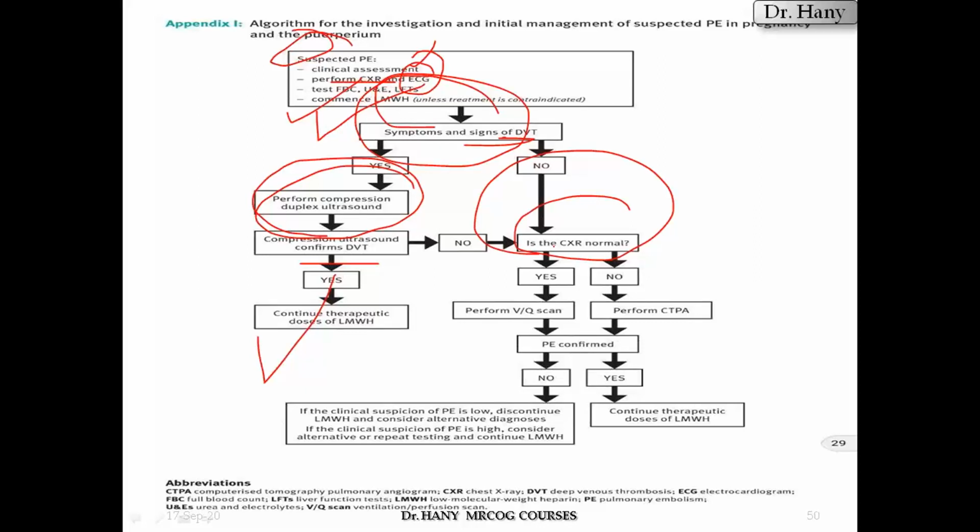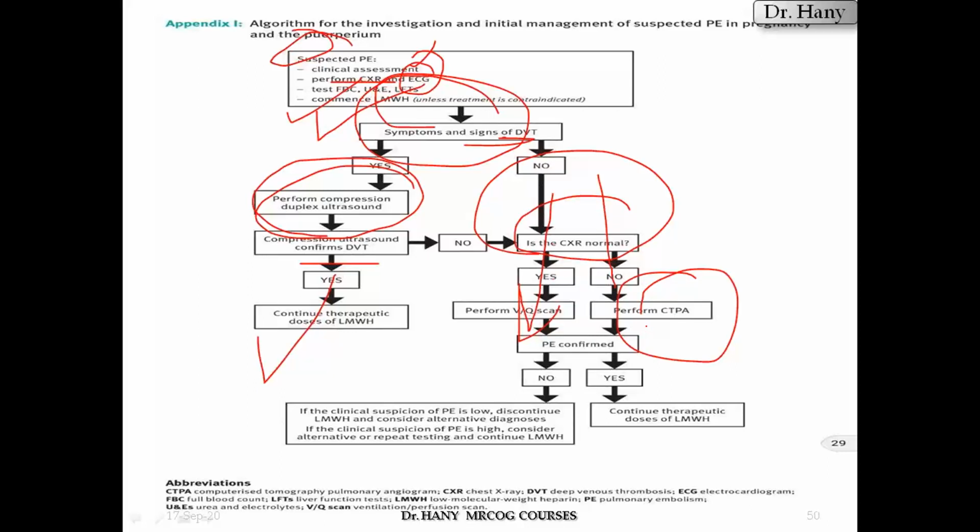Normal, VQ scan. Any abnormal finding, CTPA. So you should know the stepwise management. Suspicion, clinical assessment, chest X-ray, ECG, full investigation, full blood count, urea, electrolytes and liver function, and start low molecular weight heparin. If there is suspicion of DVT, do compression duplex. No suspicion of DVT, chest X-ray. Normal, VQ scan. Abnormal, CTPA.